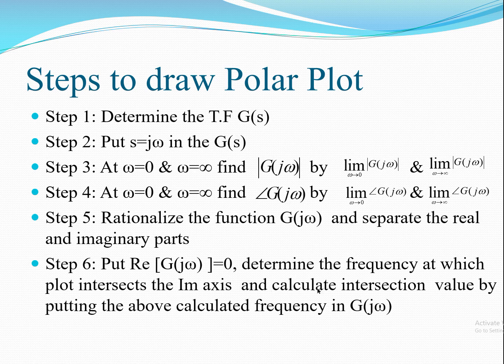And we will calculate the intersection value by putting the above calculated frequency in G of j omega. Just remember, we will put the real part equal to 0. Whatever frequency we get, it will give me the intersection with the imaginary axis. Put the real part equal to 0 to get the intersection with the imaginary axis.